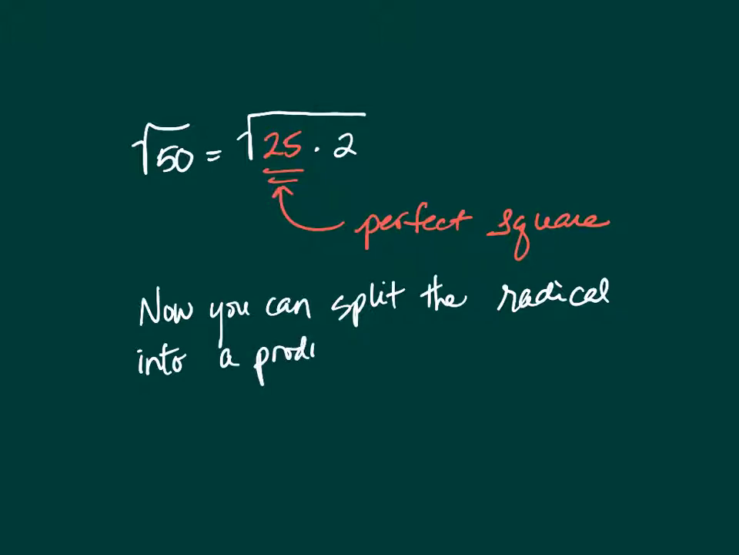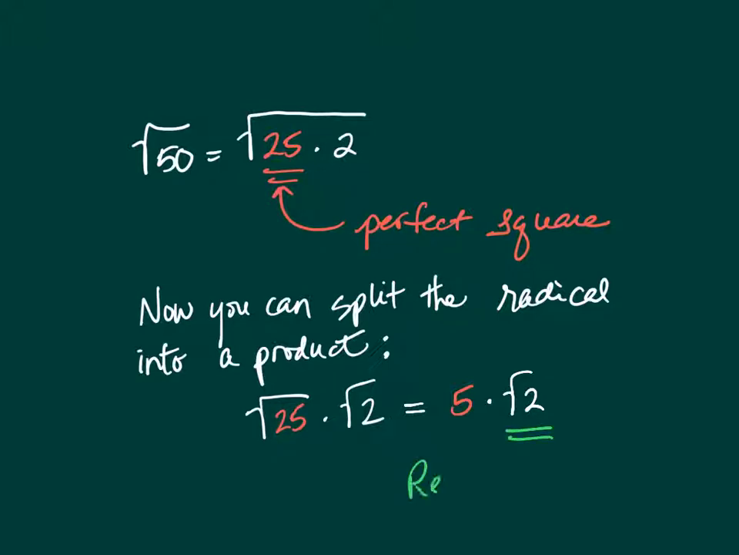So the square root of 25 times 2 actually becomes the product of the square root of 25 times the square root of 2. And I'm leaving the 25 in the perfect square now just to show you what actually happens. So the square root of 25 becomes 5. But the square root of 2 is not a perfect square. We have to just leave it underneath the radical. There's nothing else you can do with that. So you just say it's 5 times the square root of 2.